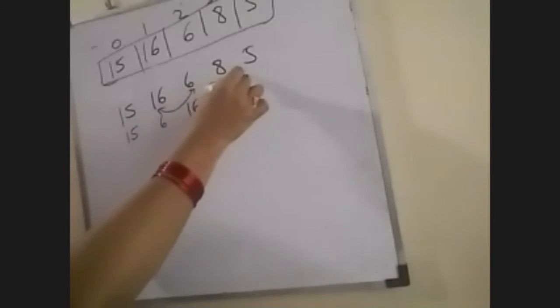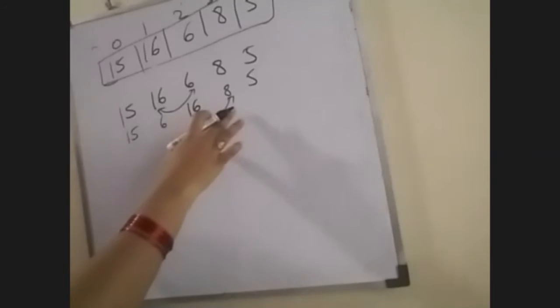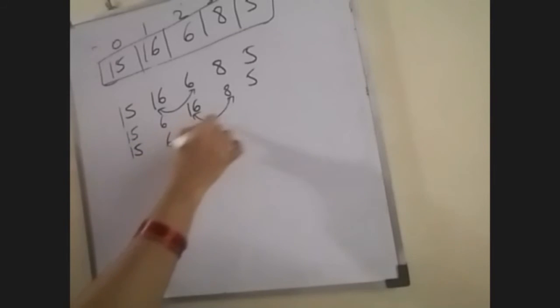Next 8, 5. So the next position will become the second position. So it will be compared with the next element. So 16 is greater than 8, condition is true or false? True. 16 is greater than 8, condition is true. Then we will perform the swap. 8, 16, 5.